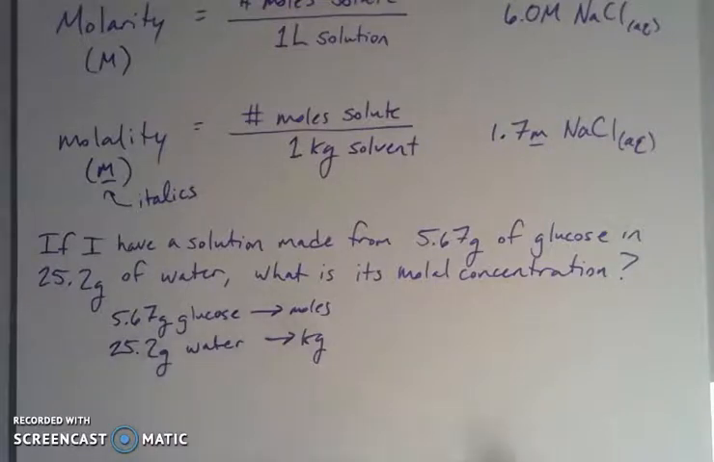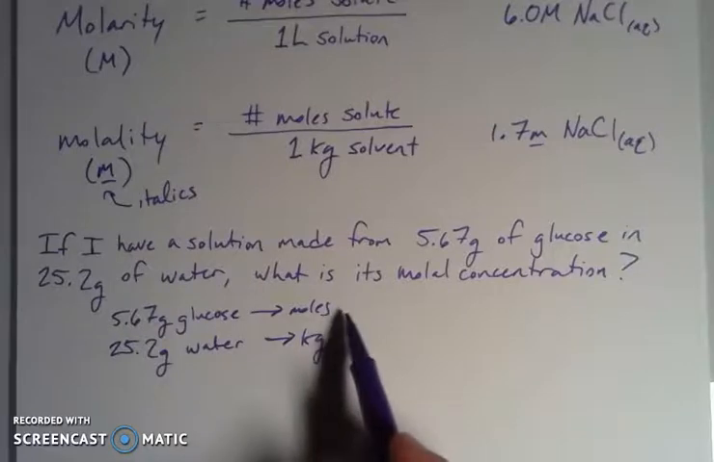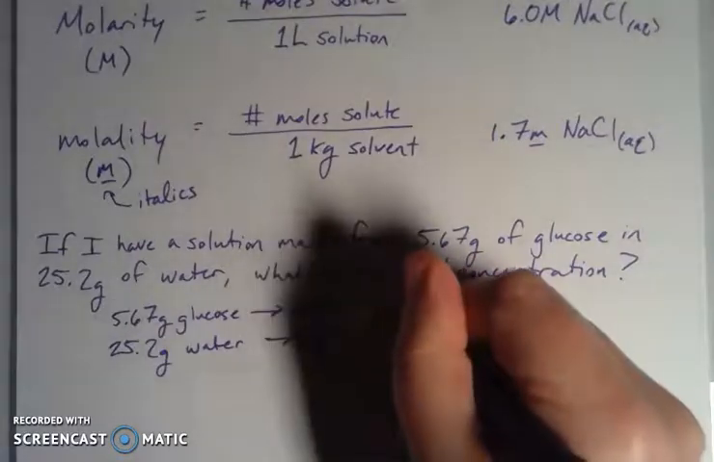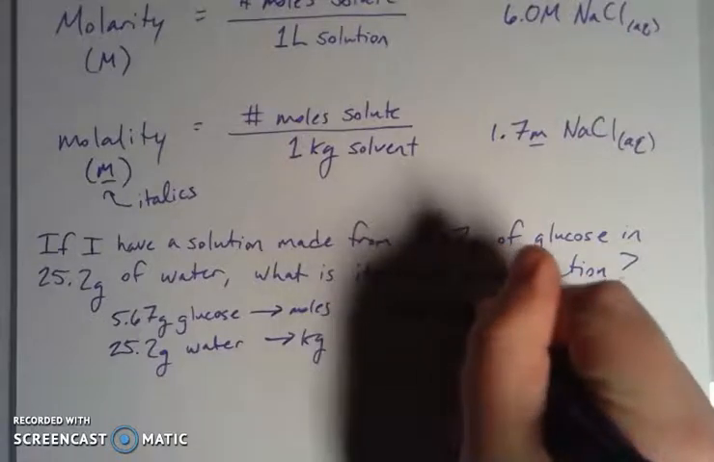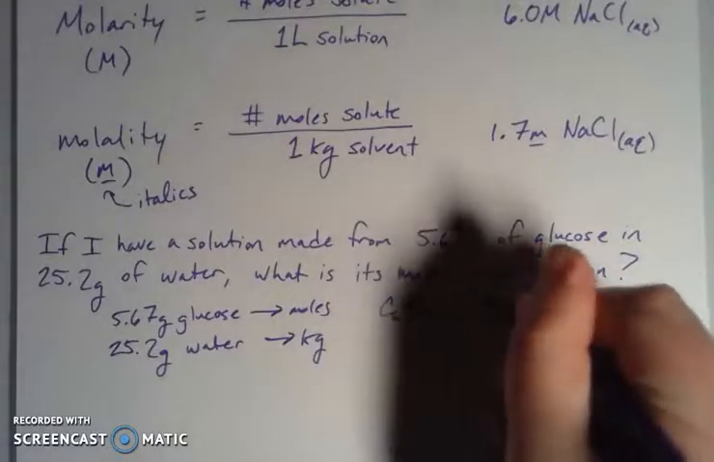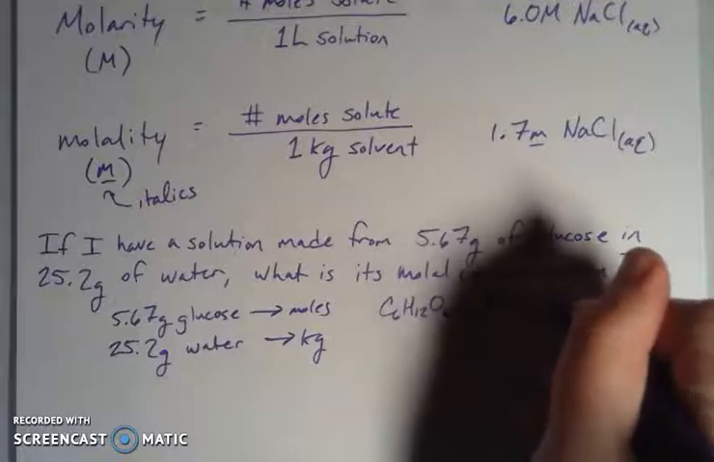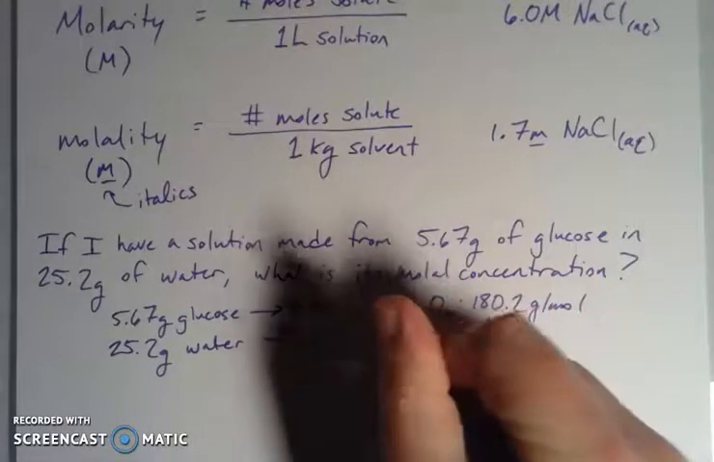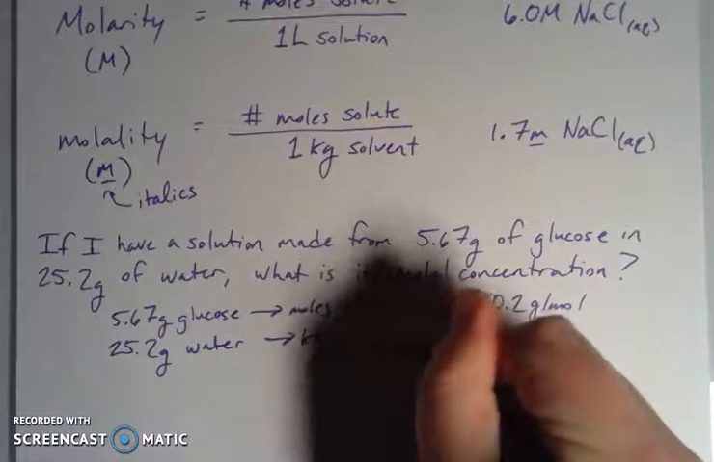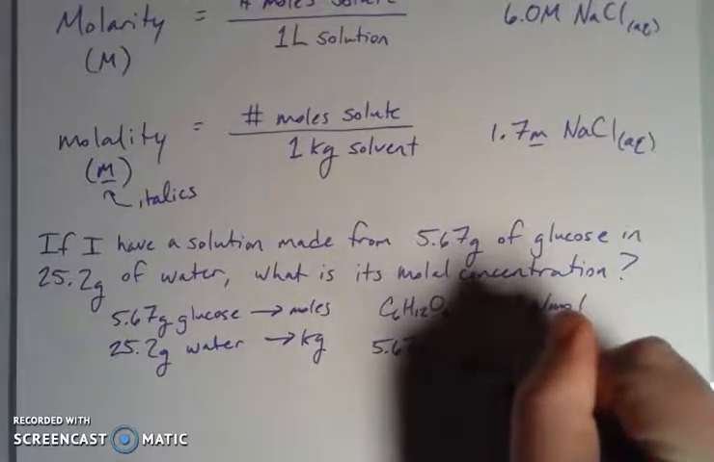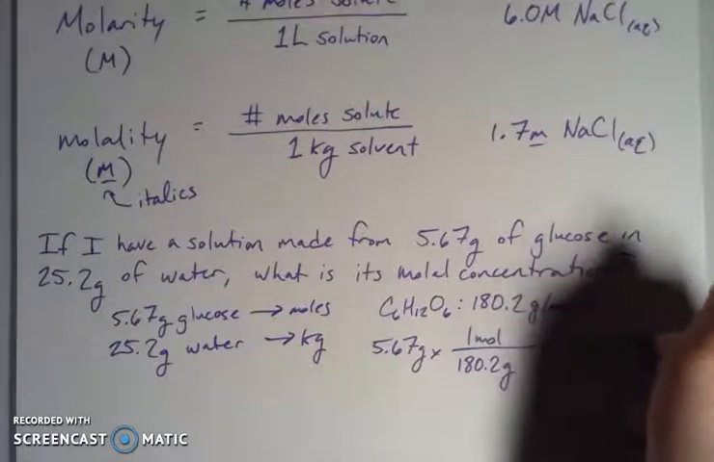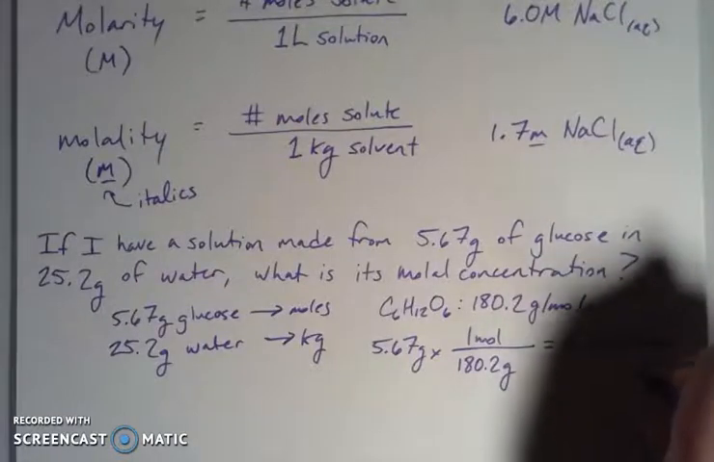So the way that I do that then is I need to figure out, in order to get to moles, I need the molar mass. So glucose's chemical formula is C6H12O6, which has a molar mass of 180.2 grams per mole. So we'll start there with our 5.67 grams. And then we have 180.2 grams for every 1 mole of my glucose, which gives me 0.0315 moles of glucose.